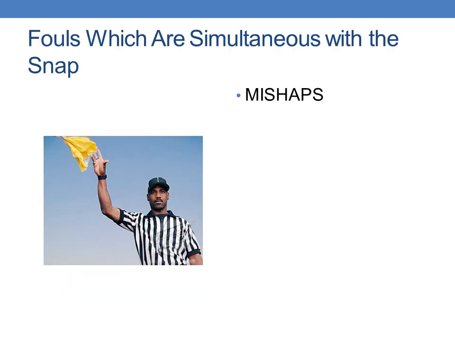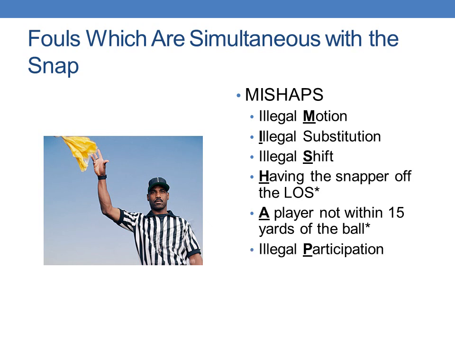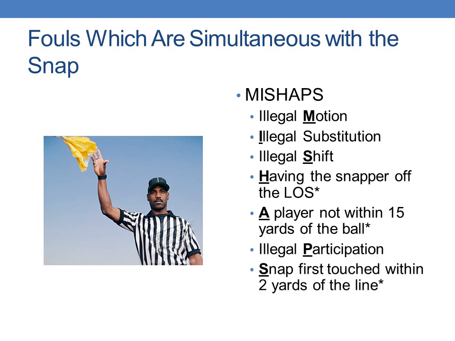Additionally, there are a variety of fouls which are simultaneous with the snap. The common acronym used here is MISHAPS, and a MISHAPS foul is any of the following: illegal motion, illegal substitution, illegal shift, having the snapper off the line of scrimmage, an A player not within 15 yards of the ball, illegal participation, and if the snap is first touched within 2 yards of the line. Note that 3 of those fouls are announced as illegal formation, but they are examples of the illegal action.